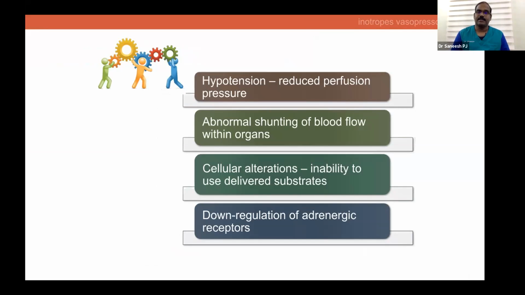When there is hypotension, the perfusion pressure suffers. Most of our end organs are in danger. There is every chance of abnormal shunting of blood flow within organs. And there will be cellular alterations, so that there will be inability to use delivered substances. And of course, you need to keep in mind the down regulation of receptors. Just because you flush in a catecholamine agonist, things may not work. In that case, you have to find some catecholamine-sparing drugs.